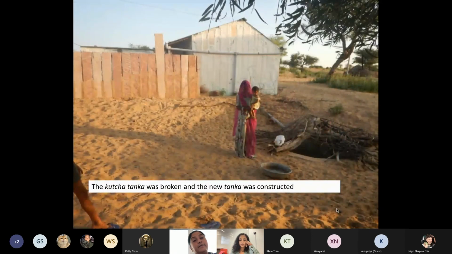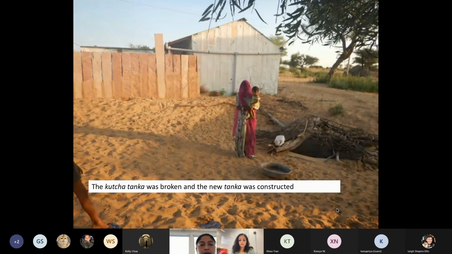Then we do household rainwater harvesting tanks. In this particular structure, if you see the structure where the lady is standing, this was her source of drinking water. This is how she stored her drinking water, which is open. We call them kacha tankas. These are basically open, just covered with thorns.